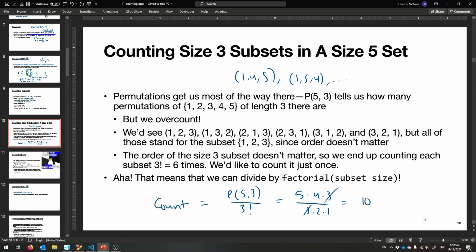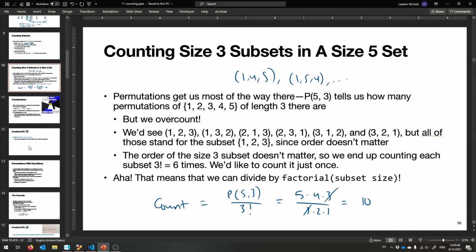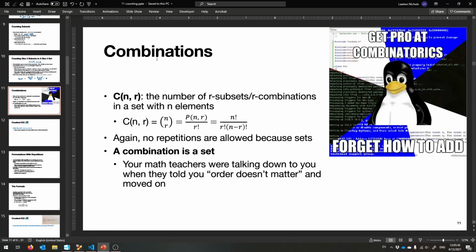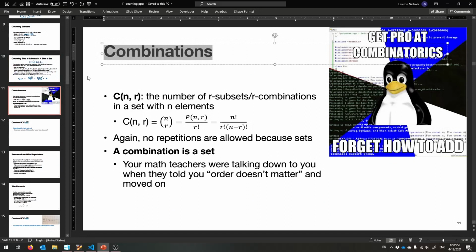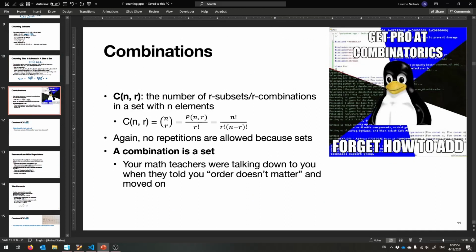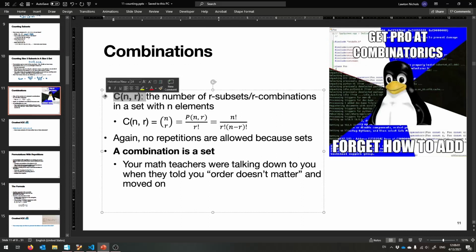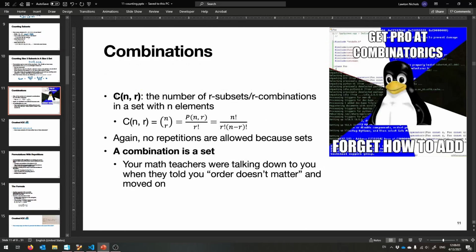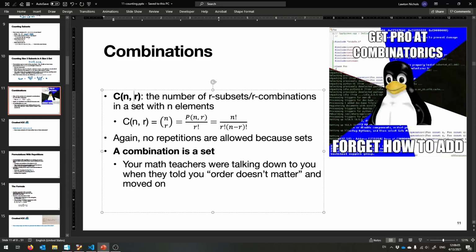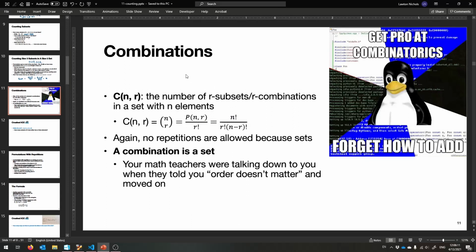And there's a name for this process of counting the number of subsets. It's called finding combinations. So instead of permutations, we have combinations. Just remember that. And we have more notation, of course. We say C(n,r), or n choose r, and it sometimes looks like this. That is the idea. We pronounce this as n choose r.